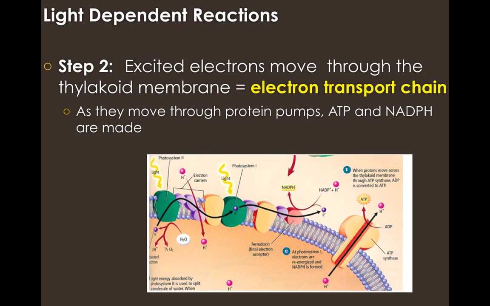So step 2, the excited electrons move through the thylakoid membrane in what is known as the electron transport chain. As they move through, you can see them right here, they go in and out of protein pumps. And every time they're going in and out of these protein pumps, ATP and NADPH are produced. So here we have this produced NADPH. Here we have ATP being produced. And so those things are made, which are really important later on.